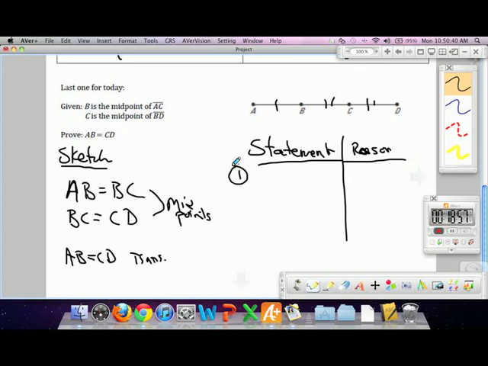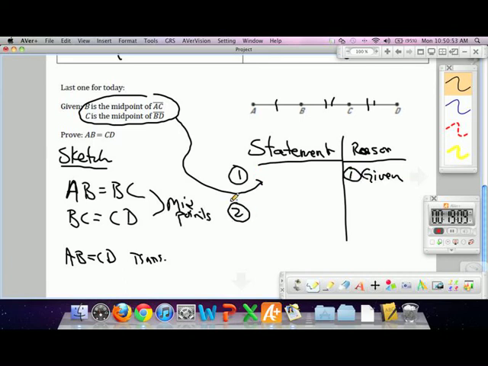That stuff's given. B is the midpoint of AC. C is the midpoint of BD. And that stuff is told to us as true. From our sketch, we really wanted to claim these two equations. Length AB is equal to length BC. Length BC is equal to length CD. And why is that true?